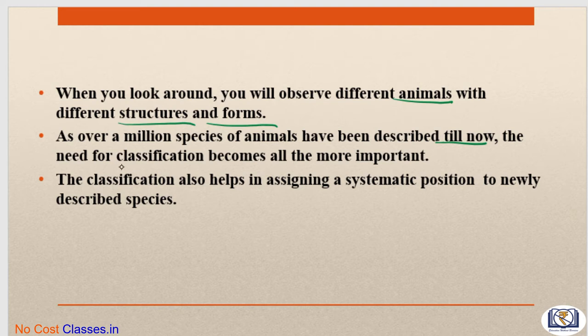The need for the classification becomes all the more important. Reason being, if we do not classify them into specific categories, to again and again study from basic, from scratch is really tough. So for the systematic study, we have to have a classification. The classification also helps in assigning a systematic position to the newly described species. So by the classification, we are making our work easier.